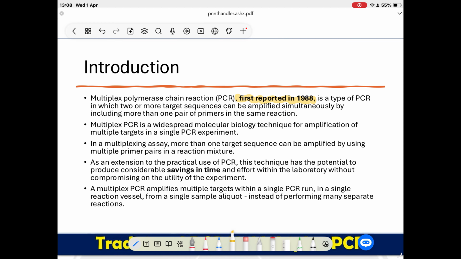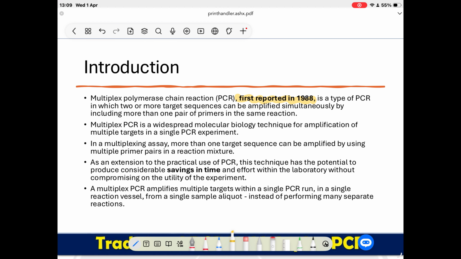Okay, let's unpack this. We'll start right where the deck begins, with a 10,000-foot view. It notes that multiplex PCR was first reported back in 1988. It defines the technique strictly as the simultaneous amplification of two or more target sequences by including more than one pair of primers in the same reaction mixture. Exactly. So we are moving from a paradigm of many separate, isolated reactions to a single run in a single vessel from a single sample aliquot.